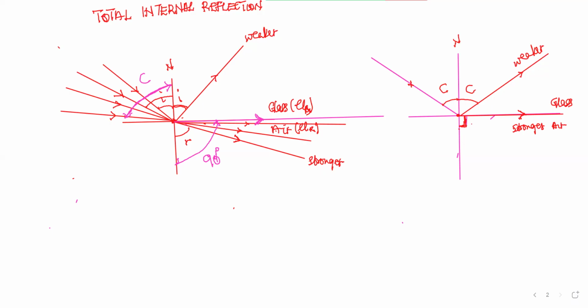Okay. Now, at the attainment of the critical angle, any further increment in the angle of incidence in the more dense medium would cause what we are calling total internal reflection. Any further increment in the angle of incidence in the more dense medium would cause total internal reflection.